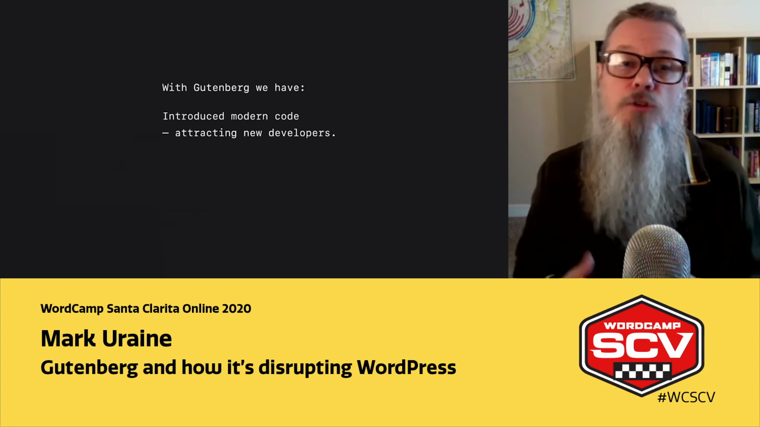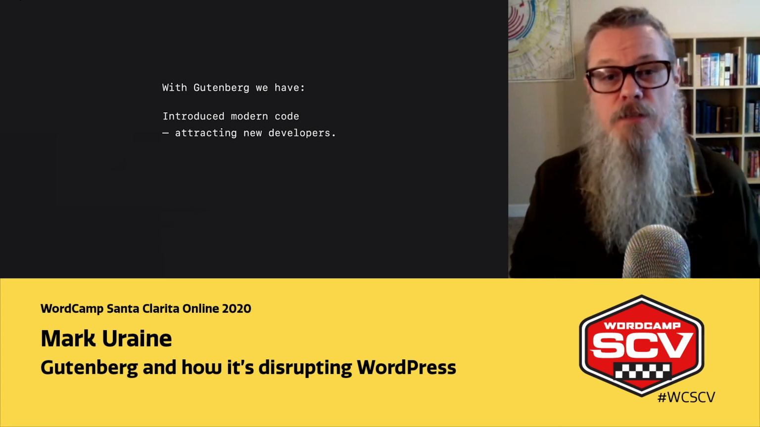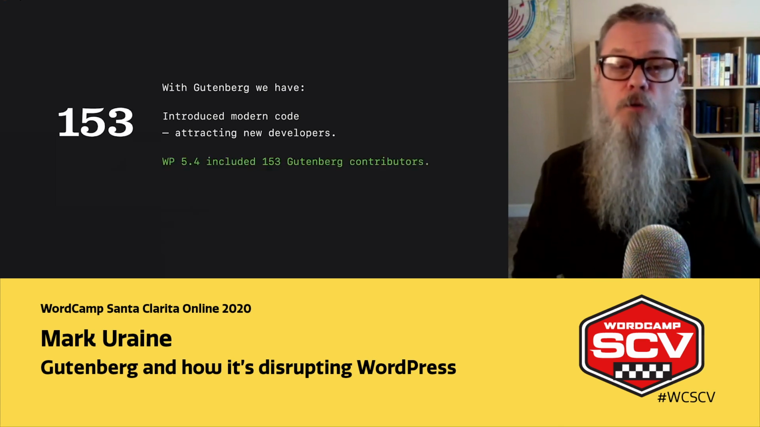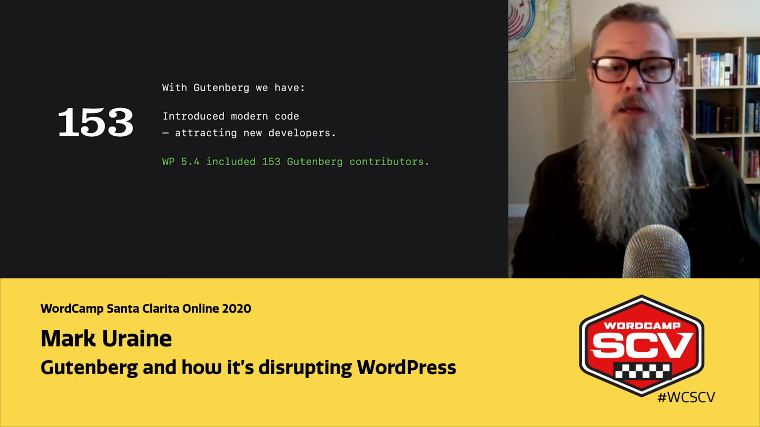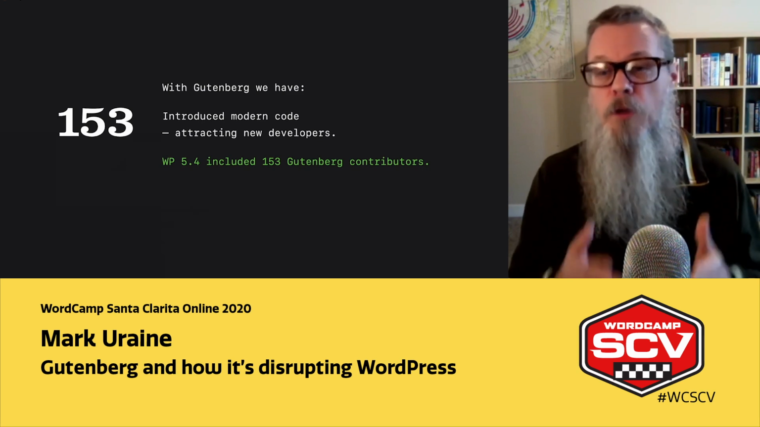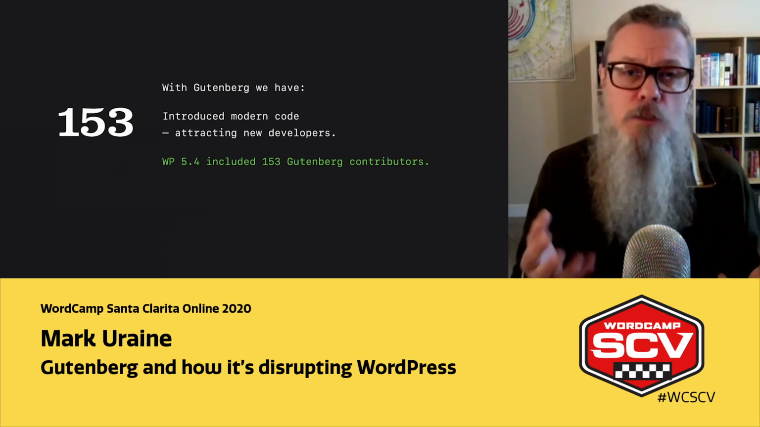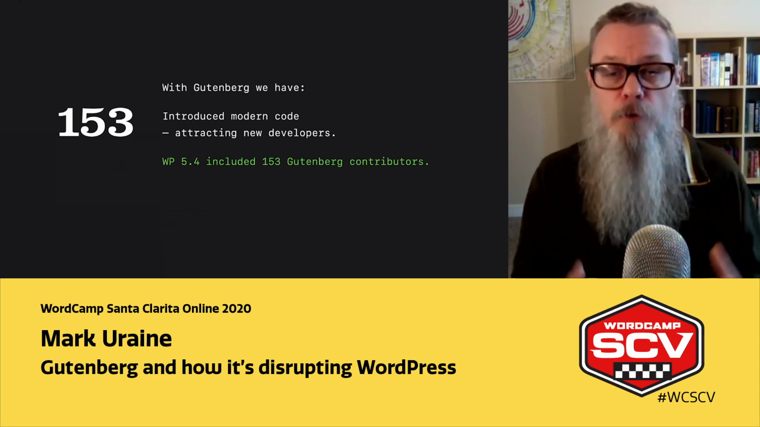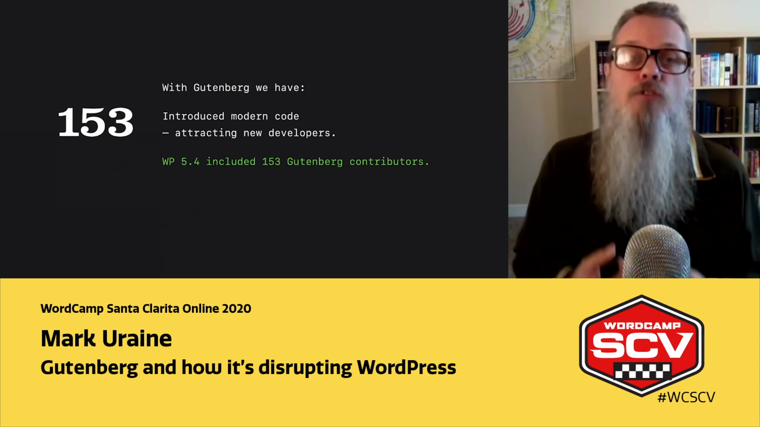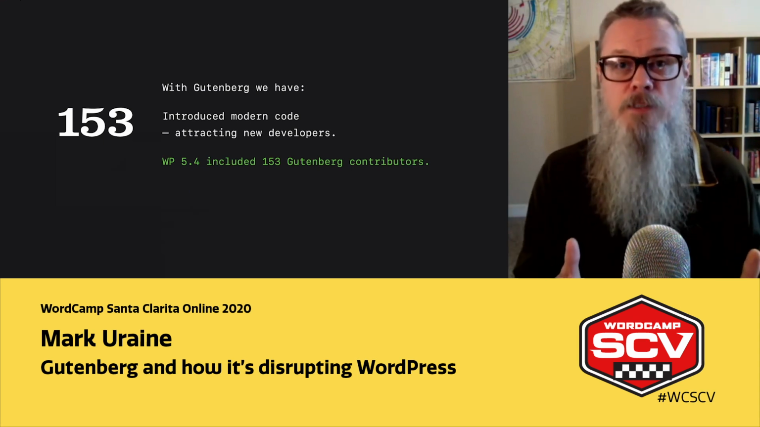With Gutenberg, we've introduced modern code, and this is attracting new developers. WordPress 5.4 just released at the end of March, and it included 153 Gutenberg contributors. Not all of them were developers, but a good chunk of them were. And a lot of them are learning how to develop with React, how to use these new libraries right there in the software.